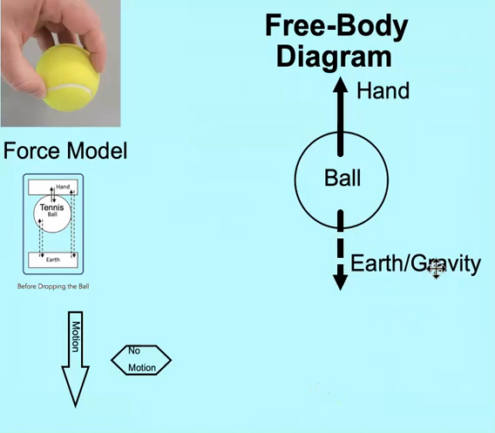Now if you notice, the lengths of the arrows are equal to each other. So what that means is the item is not moving. So then I put my little no motion item up here, and this tells me that in fact the ball is not moving. And that is a free body diagram of me holding a tennis ball. So let's move on to the next part.